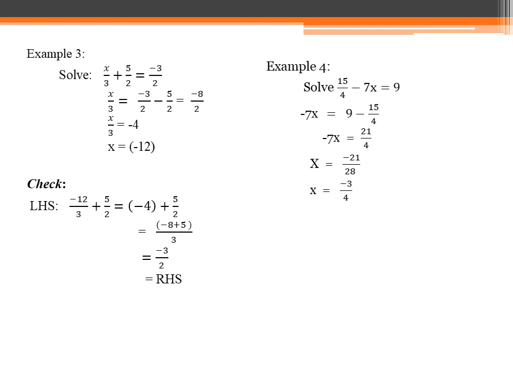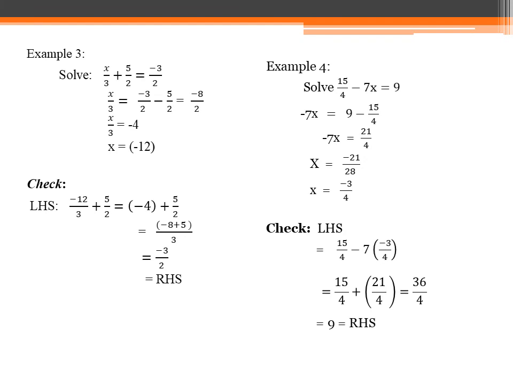Let us check whether our solution is correct or wrong. For that, we have to substitute negative 3 by 4 in LHS, and we will get it as 15 by 4 minus 7 into negative 3 by 4. It becomes 15 by 4 plus 7 3s are 21, and negative into negative become positive. Therefore, plus 21 by 4 is equal to 36 by 4, which is equal to 9. Yes, RHS is also 9. Therefore, our answer is correct.